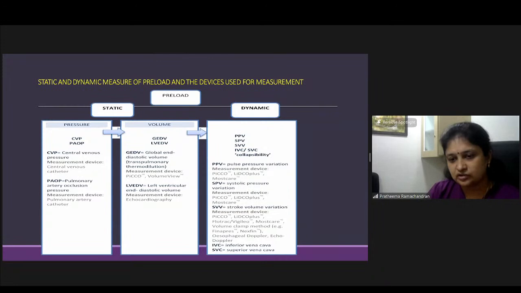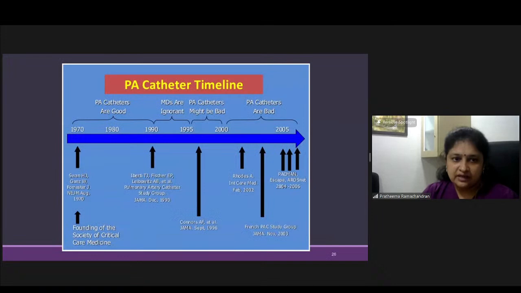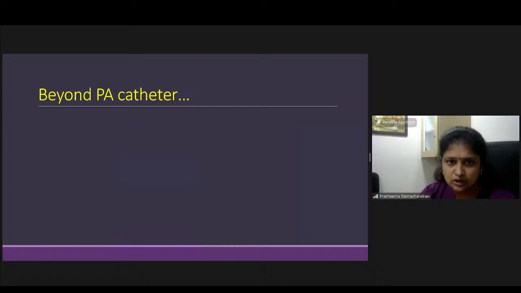The PA catheter has a very big timeline. It was found in 1970 and it was very exciting. Many studies said PA catheters are good. Then slowly they started saying they might be bad, and from 2005, after the PAC-Man trial, there is less popularity for the PA catheter. So it is slowly coming down. Beyond the PA catheter, what can we do?